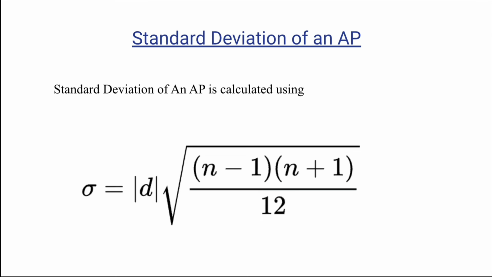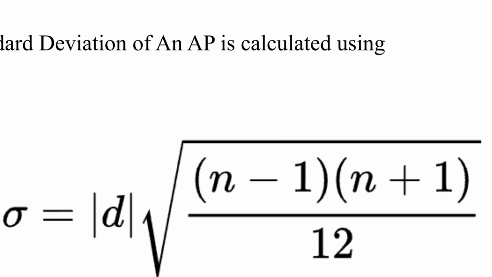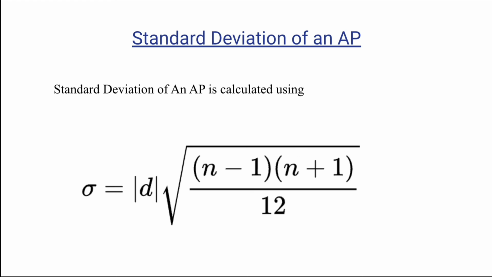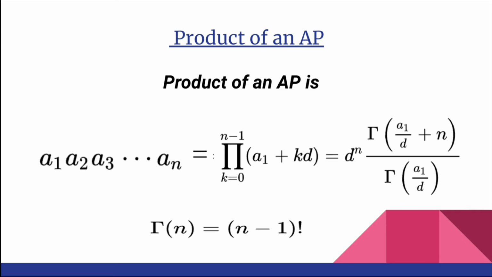Let us suppose the common difference is 2 and we have 10 terms. So d is 2, and n square minus 1 with n equal to 10 becomes 10 square minus 1, that is 100 minus 1, 99 upon 12. So it will become 2 times root of 99 upon 12, which is the standard deviation of this AP. So we have completed all of this.